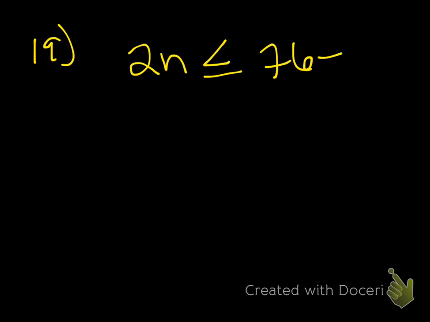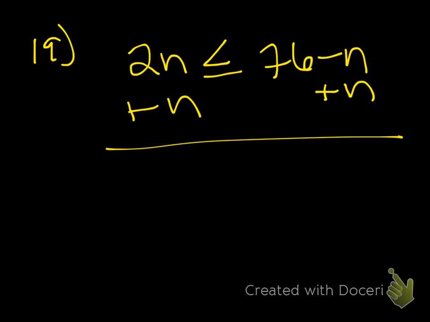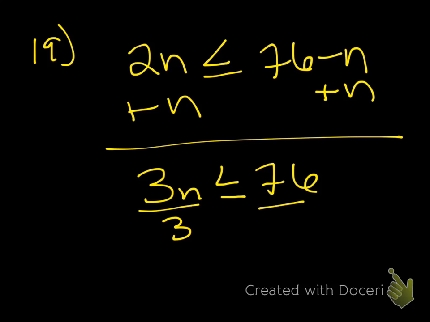All right. 18 was the same as 12. So 19, twice a number is no more than 76 minus the number. So twice a number would be 2 times n is no more than, so that's less than or equal to 76 minus that number. All right, so we're going to add in. So we have 3n is less than or equal to 76. Going to divide each side by 3, and you get n is less than or equal to approximately 25.3.